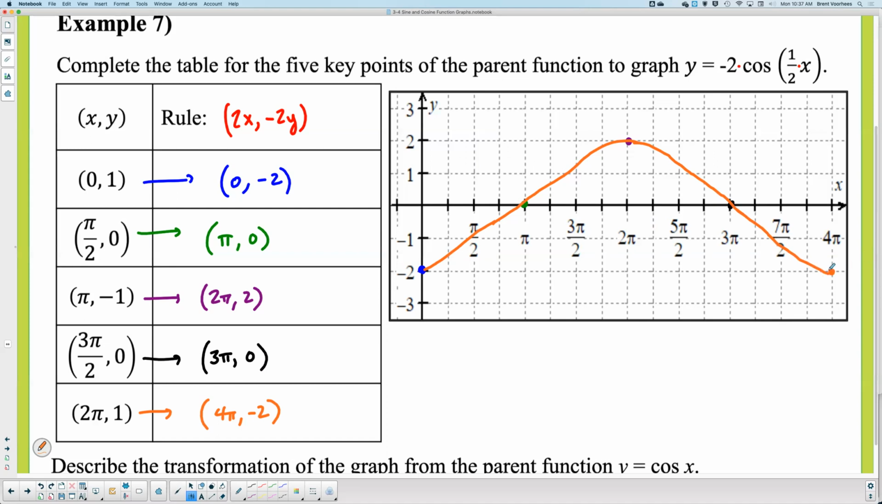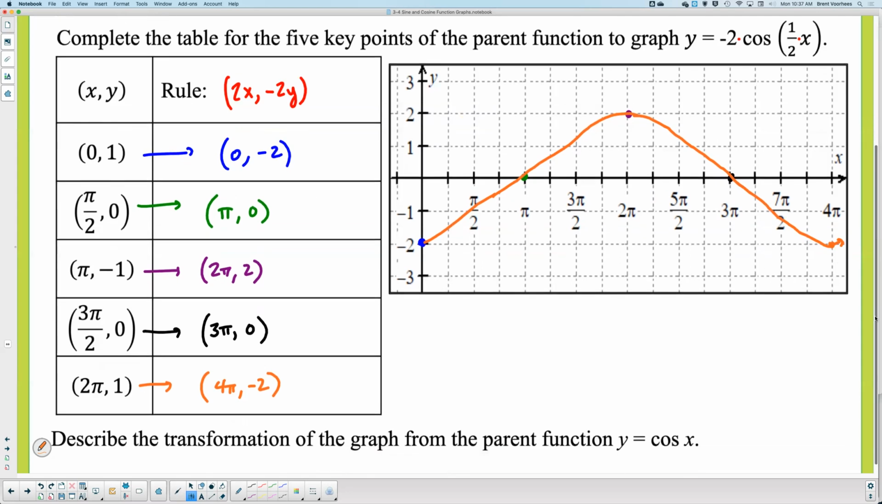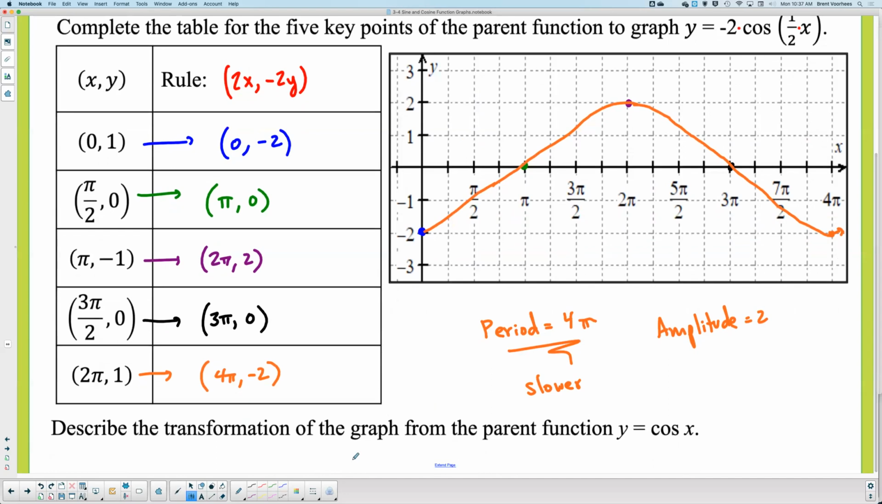We'll learn the word in the future called frequency, a smaller frequency. So the period here is not 2 pi. What's our period? 4 pi. Does that make it faster or slower? Slower. That's right. What was the amplitude? 2. Good.